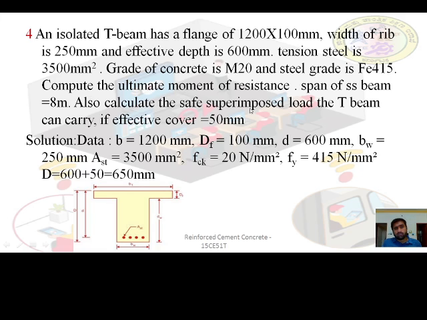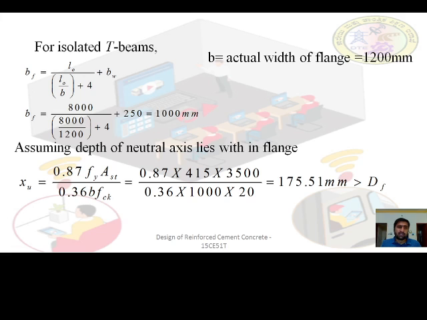We have to compute the ultimate moment of resistance. The span of the simply supported beam is 8 meter. So 8 meter is the span of the beam, that is L0. Also calculate the safe superimposed load the T beam can carry if the effective cover is 50 millimeters. Okay. So read the question and write down all the data.